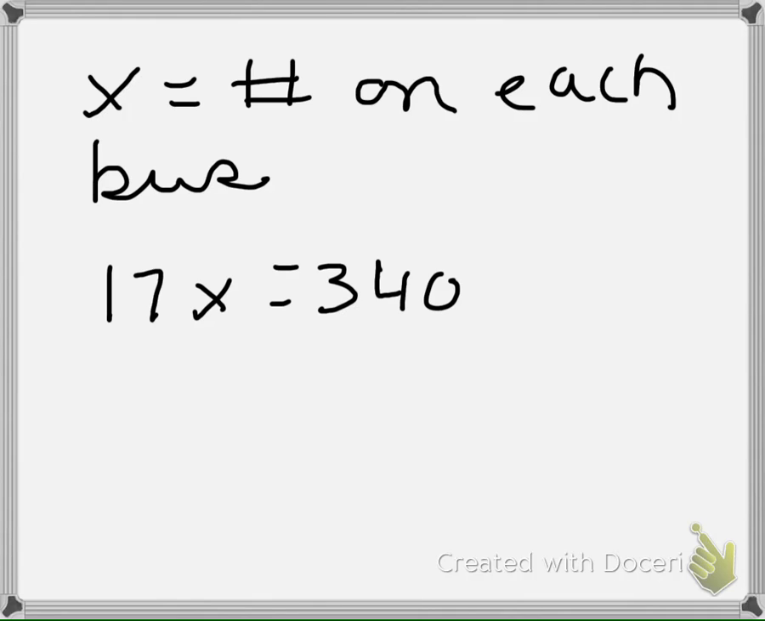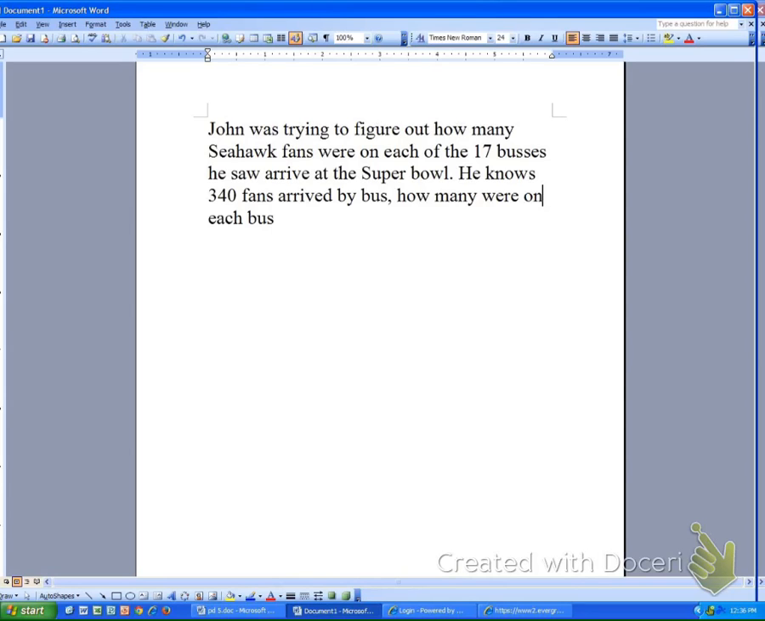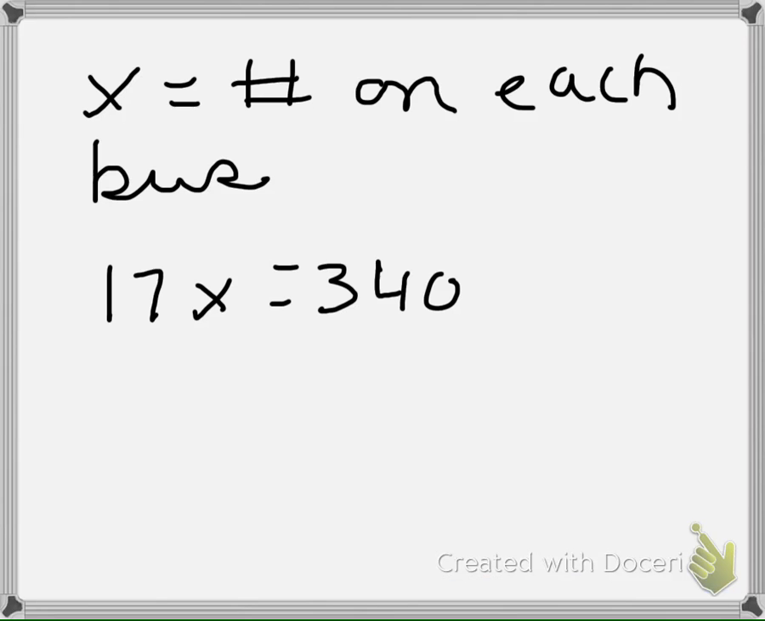So the variable represents how many were on each bus, and again, the last sentence in here, how many were on each bus, gives me a clue as to how to define my variable. And then we know that there were 17 buses. We don't know how many were on each bus, but we know that 17 times the number on each bus gives us the total number of fans he saw arriving there.